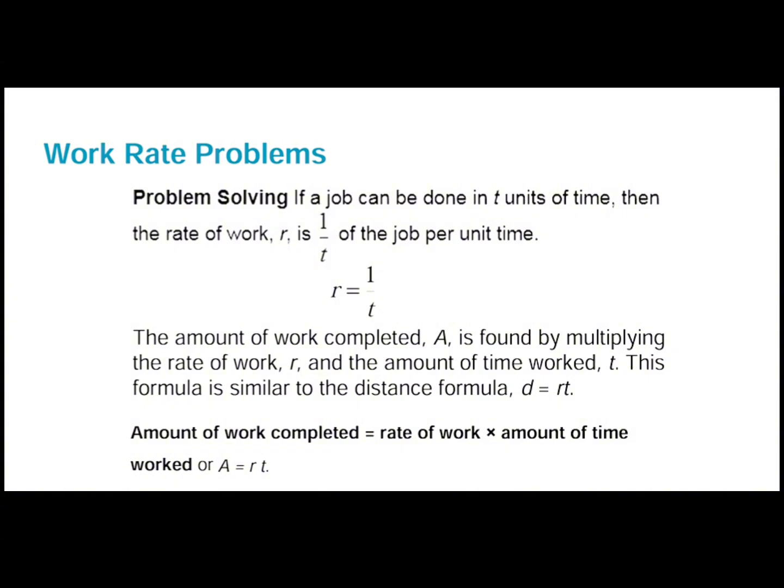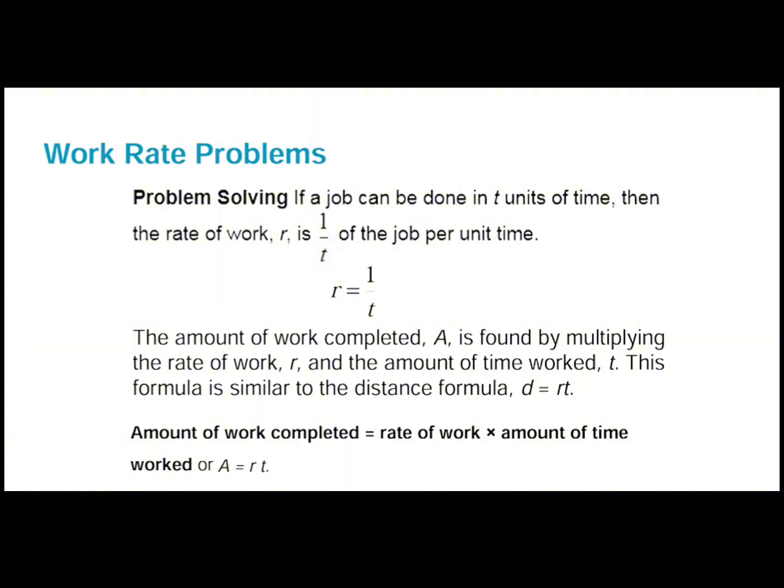So with these work problems, it says problem solving: if a job can be done in T units of time, then the rate of work is R, and what is it? 1 over T of a job per unit. So R is equal to 1 over T.